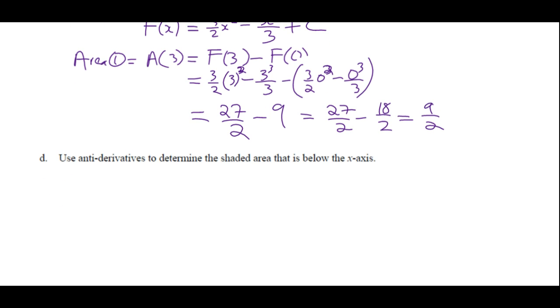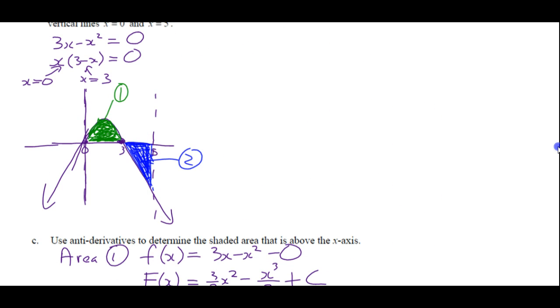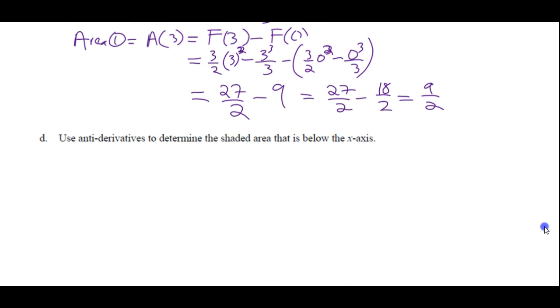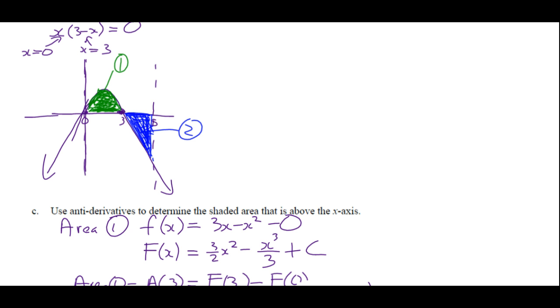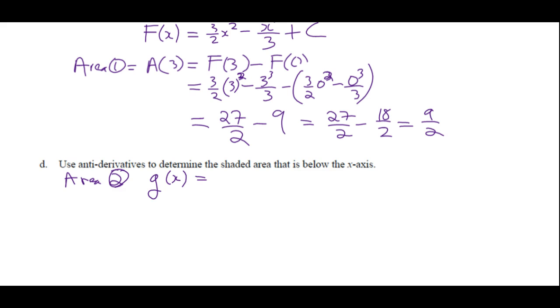Use antiderivatives to determine the shaded area below the x-axis. So now we want area 2, right? So we're going to go from 3 to 5. So for area 2, what do we got? G of x is equal to, so the upper function is 0, right? So we're going from y equals 0 down. So it's 0 minus 3x minus x squared, which is equal to negative 3x plus x squared.